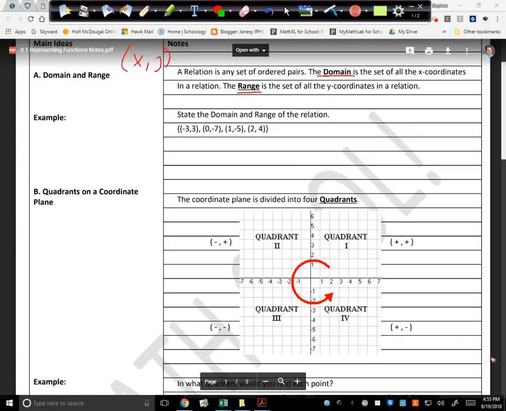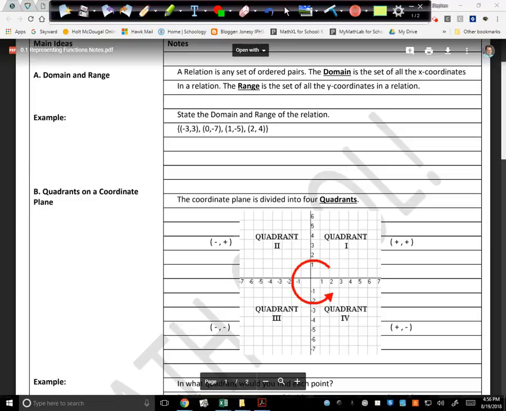Sometimes you hear domain, especially with functions, we'll hear input and output, or independent variable. There's different ways to write that, different ways to talk about it. But for what we're doing now, you just want to look at your x coordinates and your y coordinates in the ordered pairs of your relation.